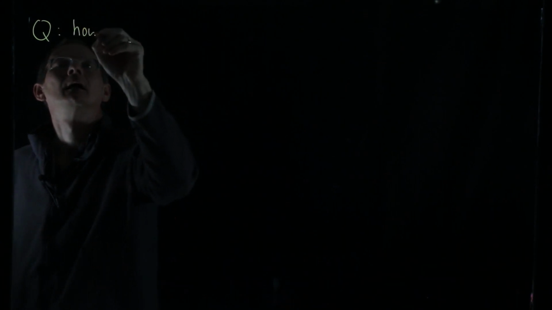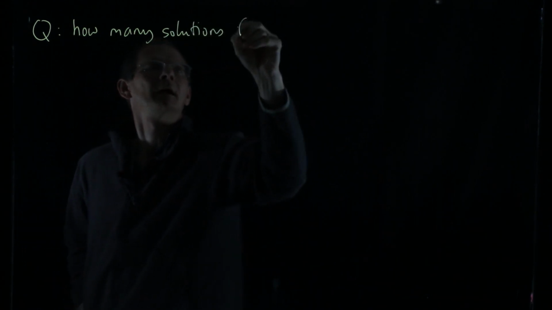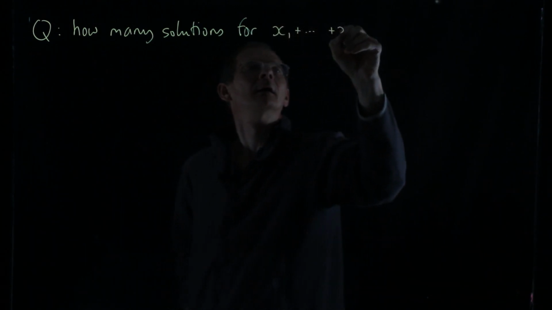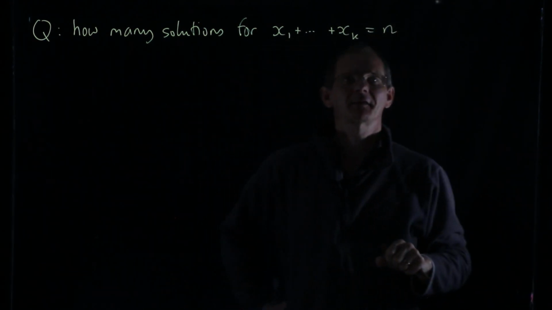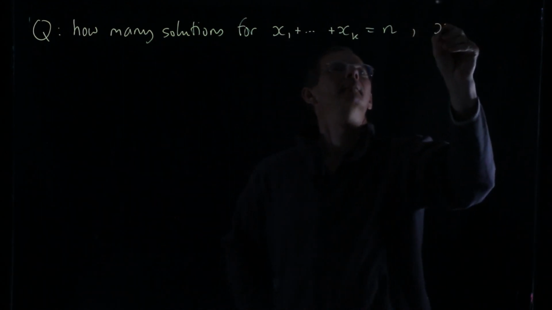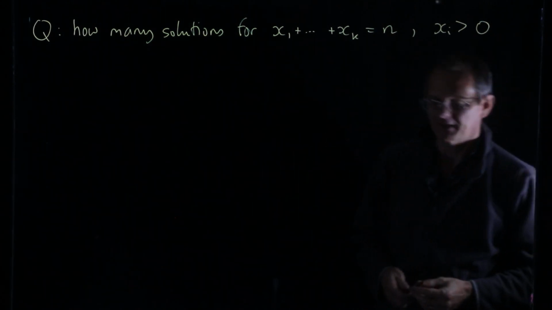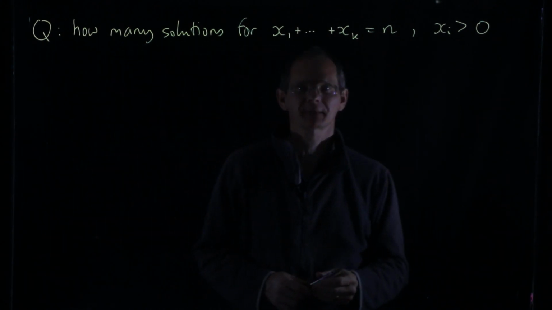So in this video I want to explain the theorem for counting positive solutions. Okay, so the problem is like this. How many solutions are there for an equation like this? We've got k variables, x1 up to xk, and the sum of them is supposed to be n. Each of these variables is supposed to be strictly positive, and it's also supposed to be an integer. If we allowed real numbers, there'd be infinitely many solutions, but we're just allowing positive integers.